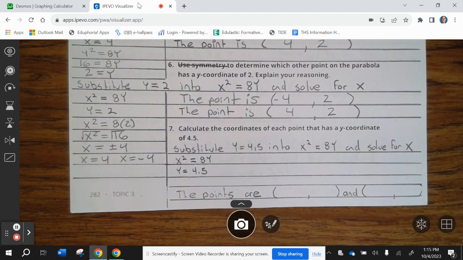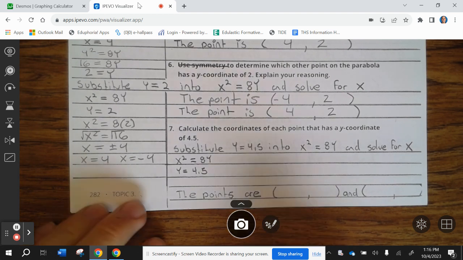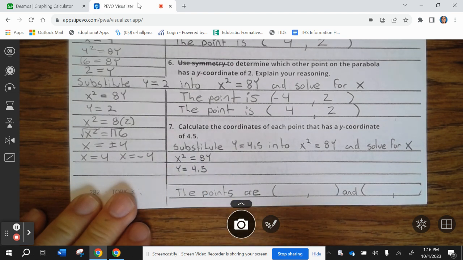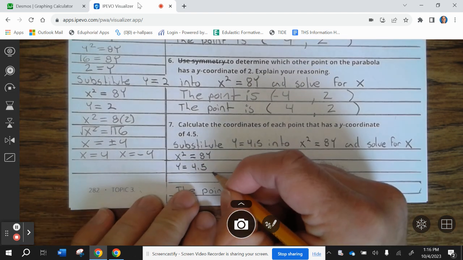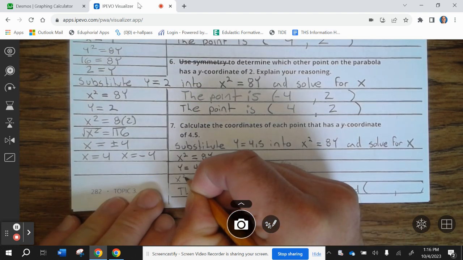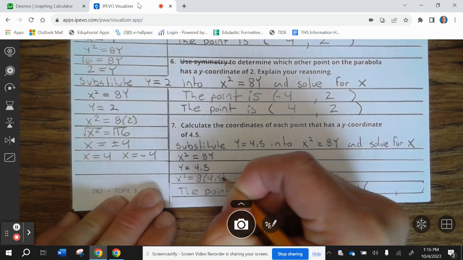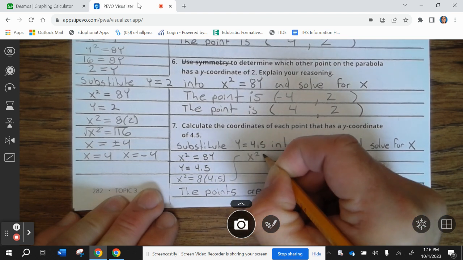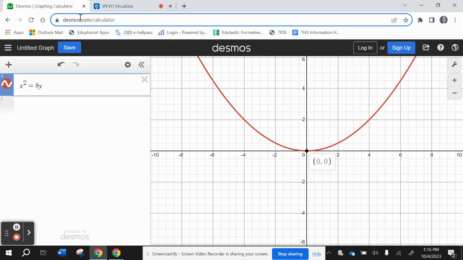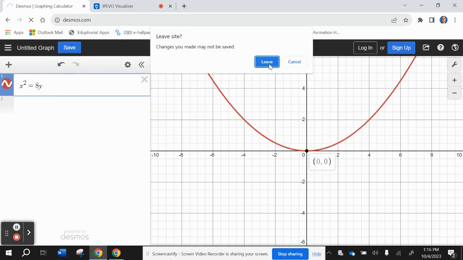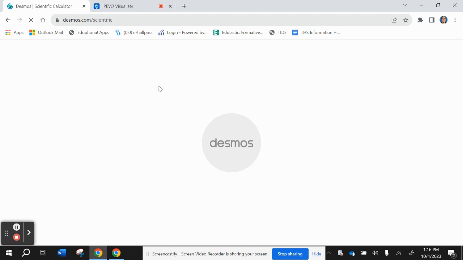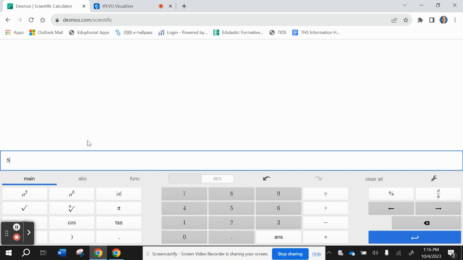Number 7. Calculate the coordinates of each point that has a y-coordinate of 4.5. So we're going to substitute 4.5 into x squared equals 8y and solve for x. So x squared equals 8y, y equals 4.5. That's x squared equals 8 times 4.5. I don't know off the top of my head what that calculation is, so we're going to go to the scientific calculator. 8 times 4.5 is 36.